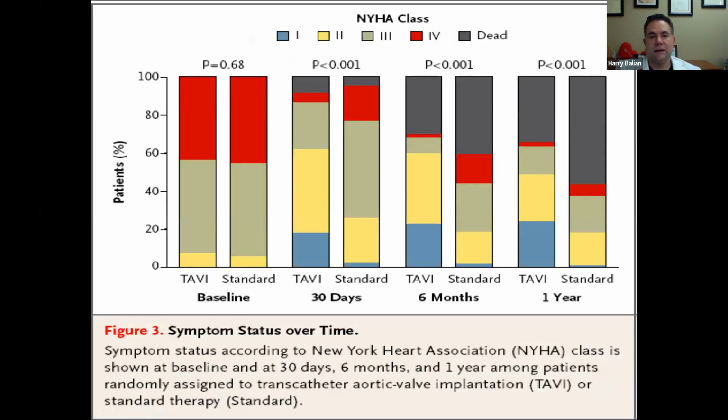As far as the quality of life, patients that had a baseline TAVR versus the standard SAVR, a lot of them were sitting in class 4. Once they got the TAVR, in 30 days their NYHA class was reduced from class 4 to 3 and then 2. And this was actually persistent at 6 months and also 1 year, meaning TAVR was just as favorable in reducing patients' NYHA class and their heart failure status as the SAVR.